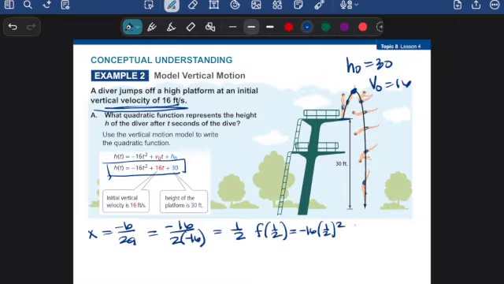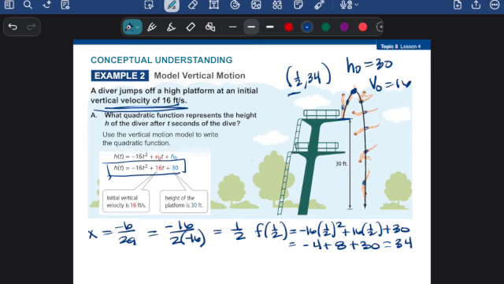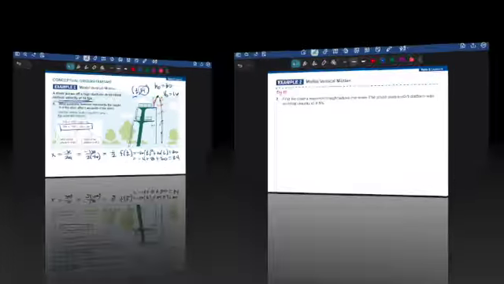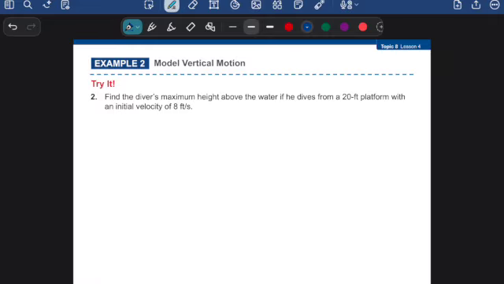Negative 16 times 1/2 squared plus 16 times 1/2 plus 30. Okay, so 1/2 squared is 1/4. So negative 16 divided by 4 is negative 4, plus half of 16 is 8, plus 30. That's going to equal 34. So our vertex is going to be at 1/2, comma, 34. What does that mean? It means it takes 1/2 second, because t is our input, to reach a maximum height of 34 feet.